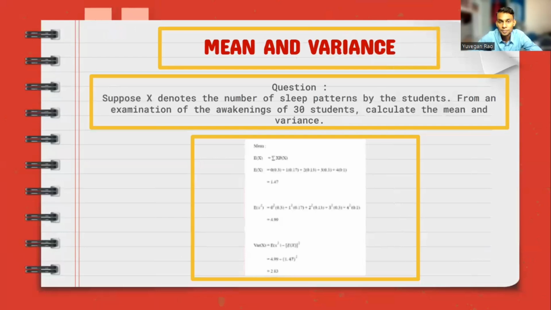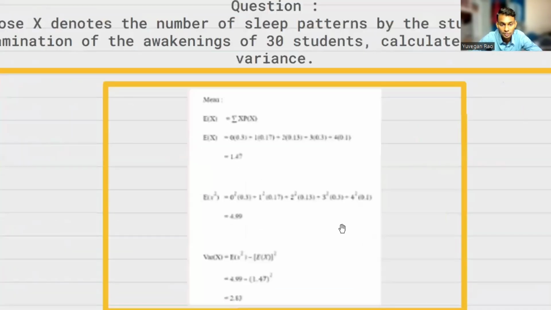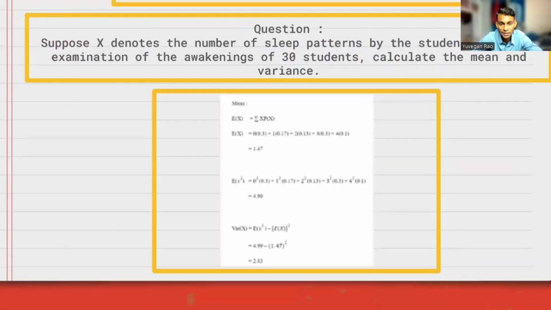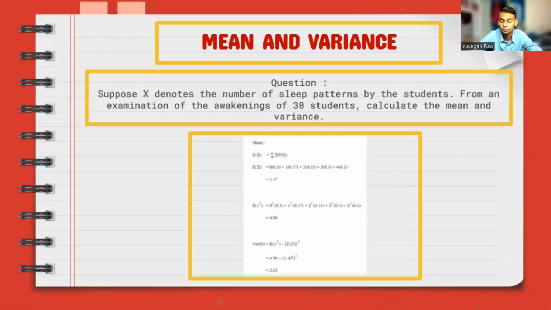As you can see here, this is about the mean and variance, Doctor. So the question sounds like, suppose x denotes the number of sleep patterns by the students. From an examination of the awakenings of 30 students, calculate the mean and variance. So as you can see, Doctor, the mean we got here is 2.83, and the variance will be 4.99.